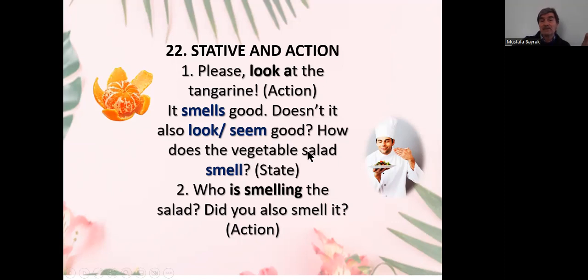How does the vegetable salad smell? Yes, it smells very good. It smells excellent. Who is smelling the salad? Did you also smell it? Who is smelling the salad? The chef is smelling the salad, and I also smelled it. I also smelled it. Okay. I did that action.